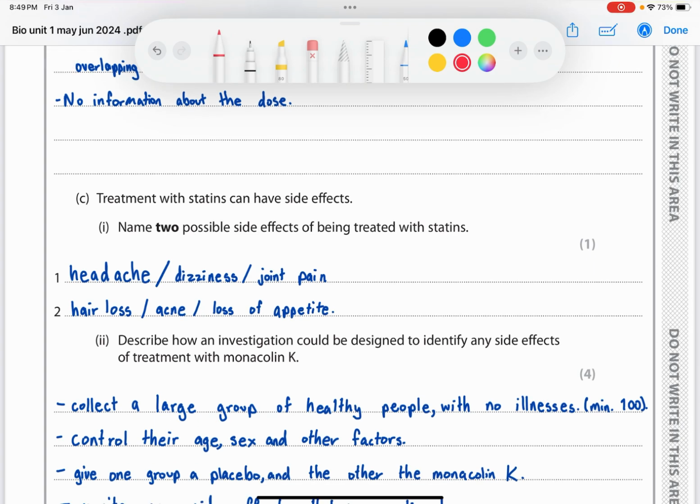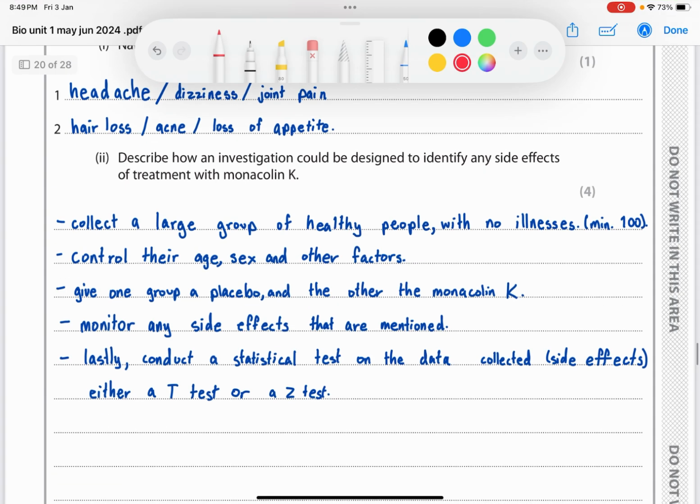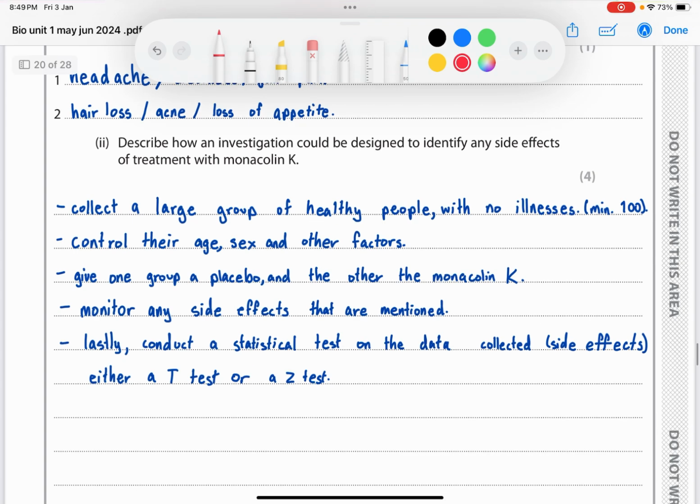So treatment with statins can have side effects. Name 2 possible side effects. I've mentioned a few. We have headache, dizziness, joint pain, hair loss, acne, loss of appetite. So many more different side effects that are caused by medicine. It's pretty easy. Now they always ask this question. Therefore, it's important for you to have a model answer that you can rely on so that you can memorize it and answer the question. So this is my model answer.